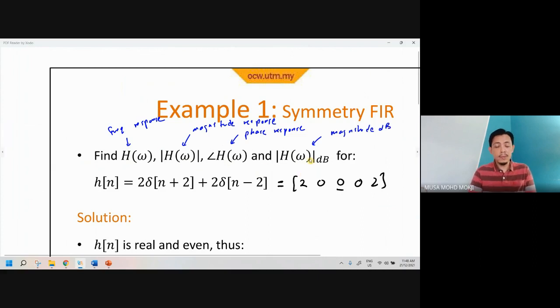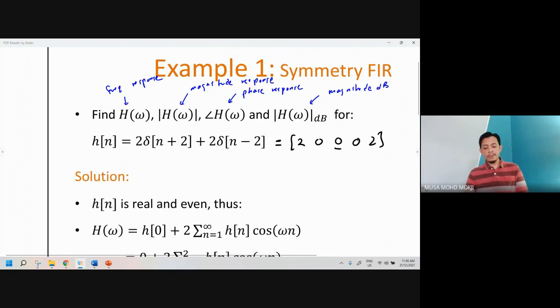Okay, so we will see some examples later. Why do we need dB instead of just magnitude? We need to rescale. This is just rescaling the y-axis for observation, not for calculation. For calculation we will use this one. Okay, so this is 3, 1, 2, 3. So we have h[n].